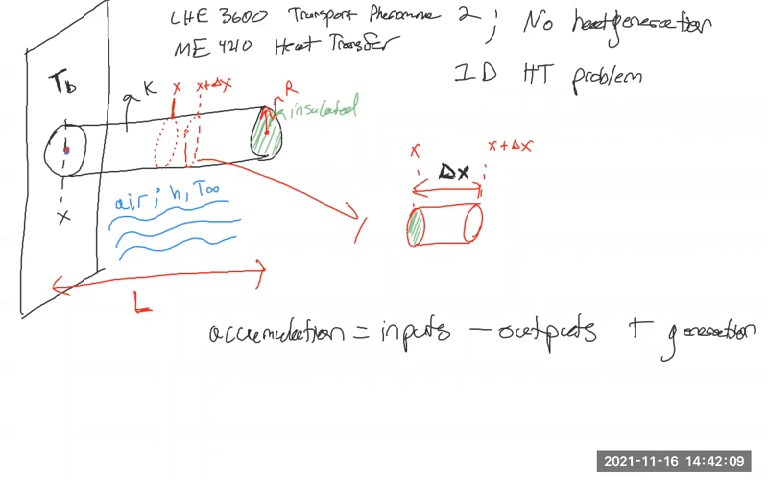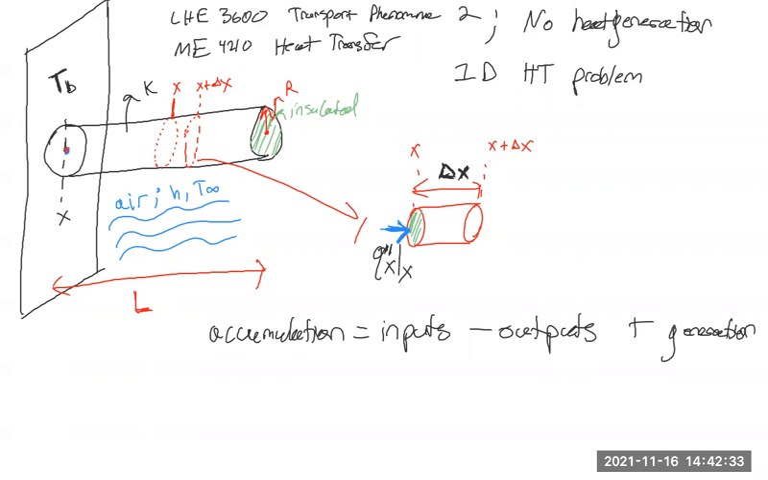What we know is heat is conducting down from the base through this cylinder. So that means there's going to be an input of heat via conduction, which I'll call Q, the heat conduction flux, so Q double prime sub X. And this is at location X.